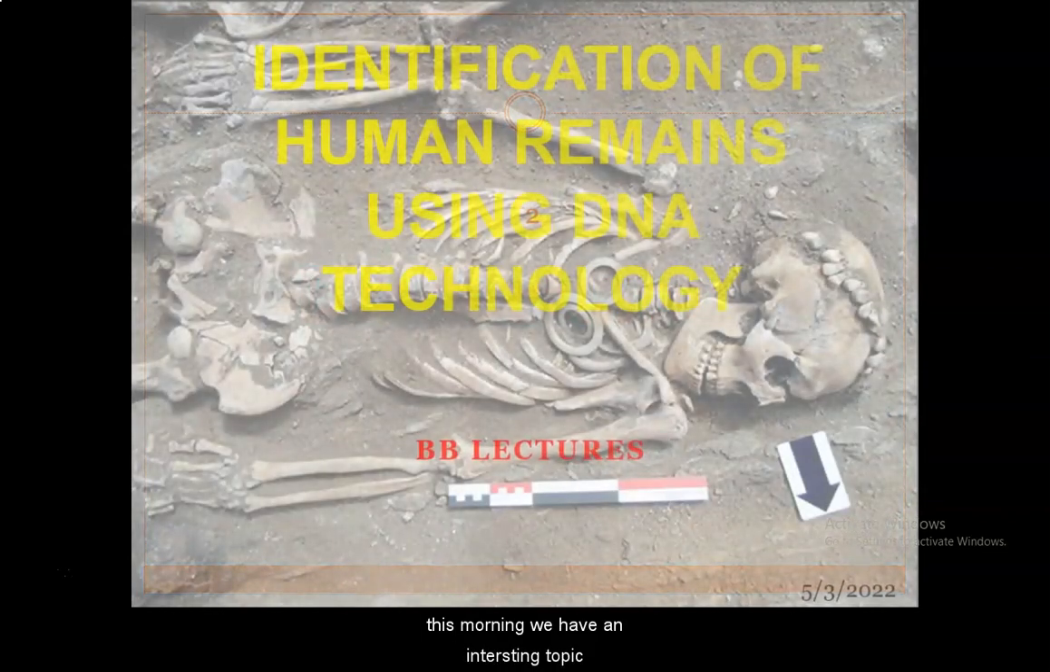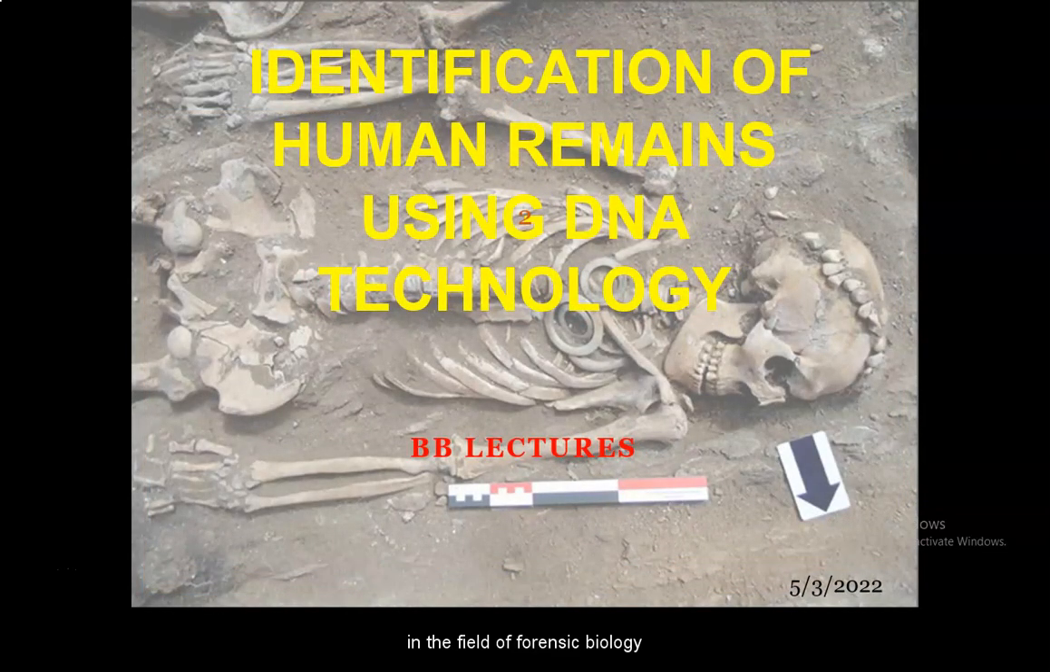This morning we have an interesting topic in the field of forensic biology. We are going to learn how to identify human remains using DNA technology. And this is often applied when serious crimes are committed like murder and the body is concealed and later found. In such cases, only human remains are discovered.